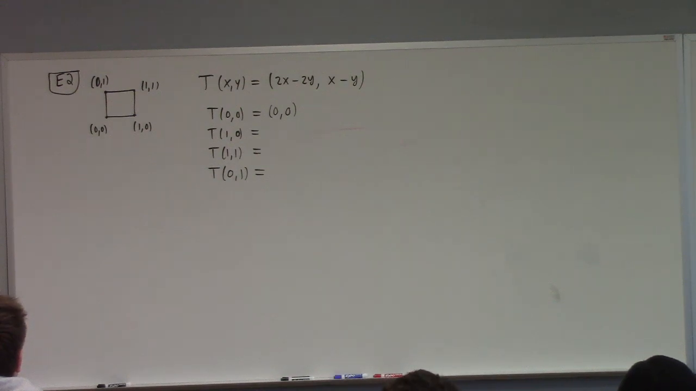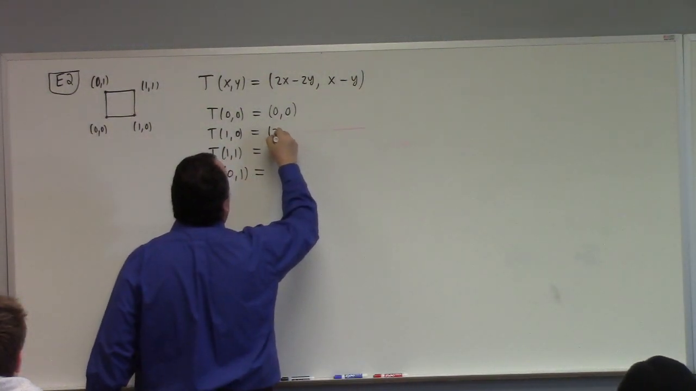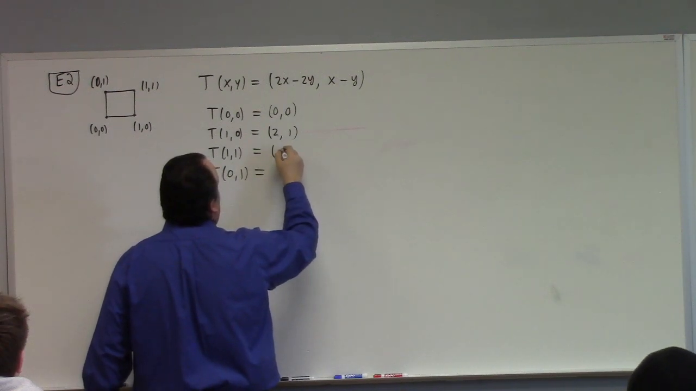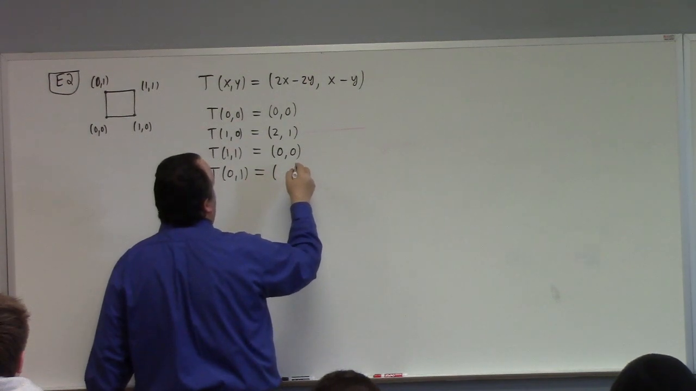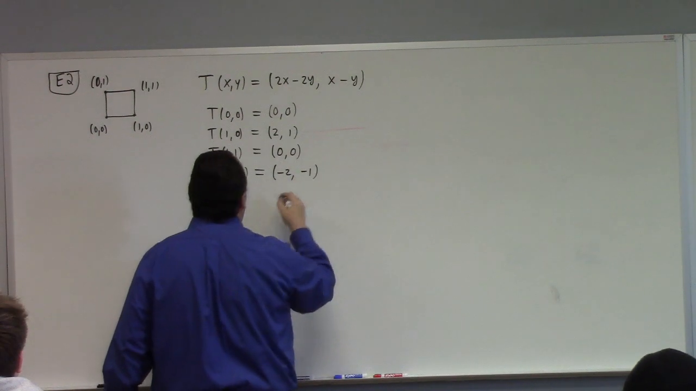Okay, so yeah, (0,0). Where does (1,0) go to? (2,1). Where does (1,1) go to? (0,0). And where does (0,1) go to? (-2,-1).